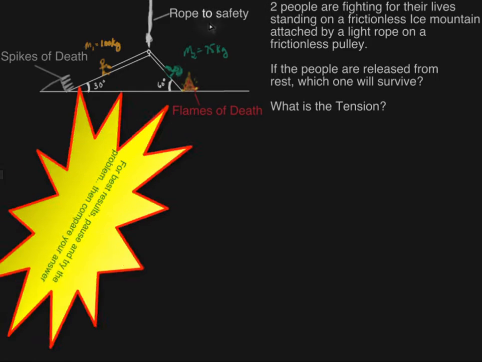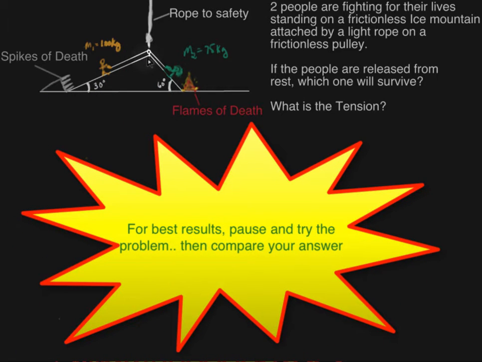Today we're going to be looking at this example where two people are standing on an ice mountain. We're going to assume that it's a flat surface that's frictionless, connected by light rope. Anytime you hear the words light rope, that means that it's got no mass. We don't have to consider it in the sum of the forces. And then over a frictionless pulley. Basically what we're going to do is release these people from rest, and see who's going to meet their doom and who's going to get to the rope to safety.